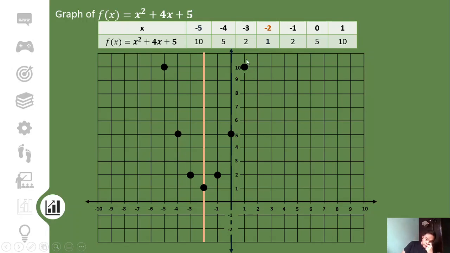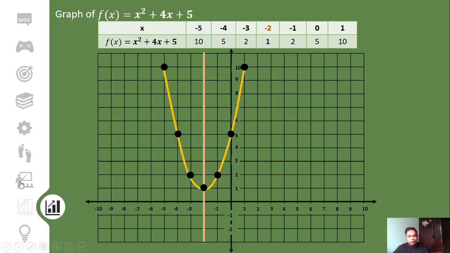Okay, so yan. After plotting these points, magdodraw naman tayo ng parabola. So yan. Okay, so ito na. Ito na yung graph ng function or ito na yung graph ng x squared plus 4x plus 5. Okay, so ito na yun.